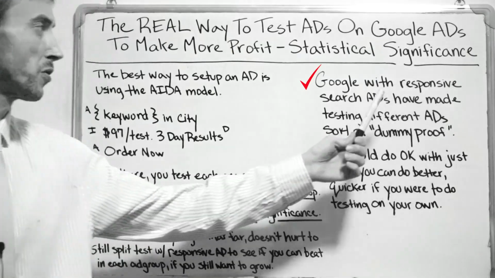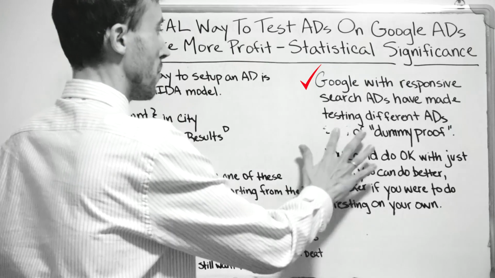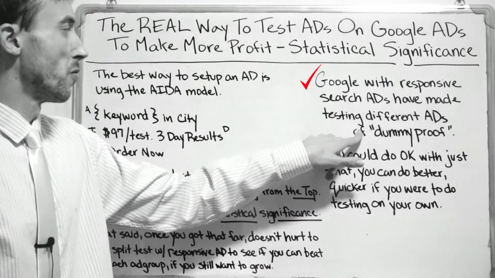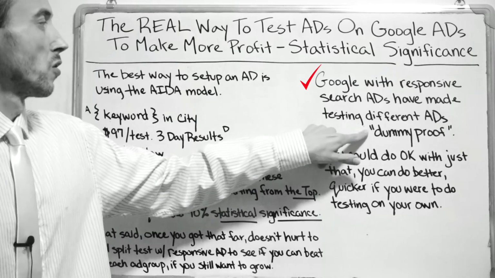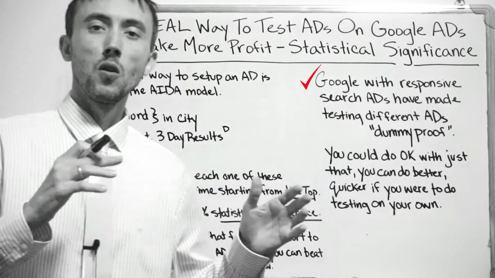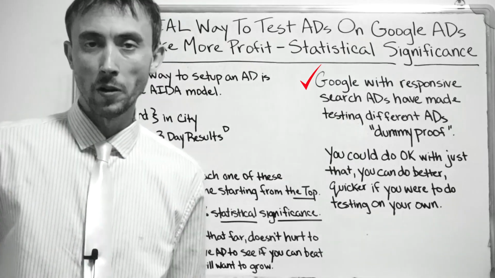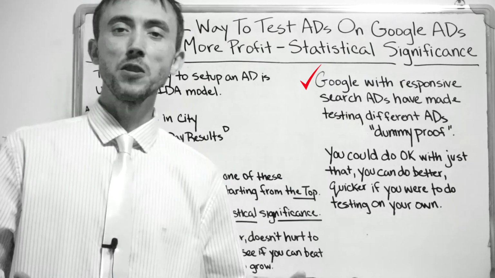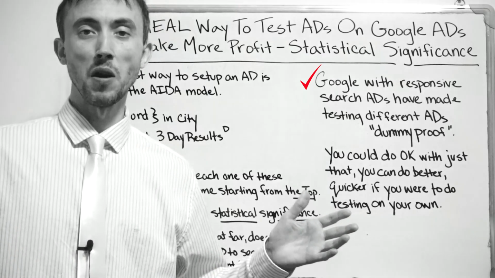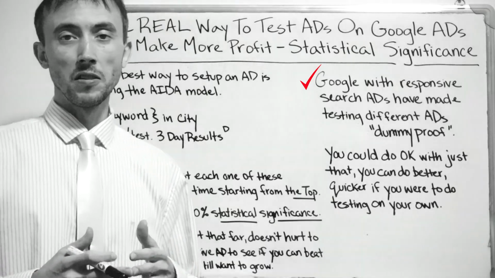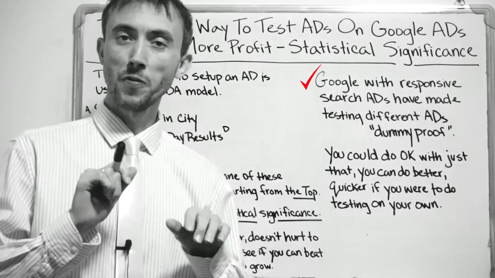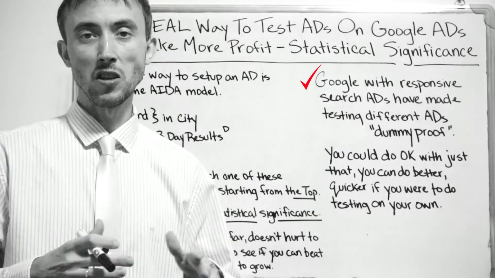Google, with responsive search ads, have made testing different ads dummy proof for the most part. So basically, responsive search ads, what these ads have been set up for is for the average person that's doing Google Ads that doesn't know anything about advertising basically whatsoever, and they're spending 15 minutes to set up their account. They get the user to fill in a bunch of random information to work with.